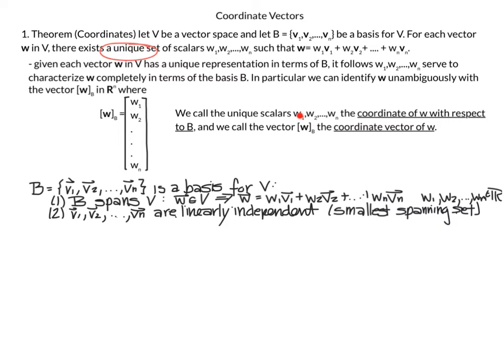And these scalars are called the coordinates of W with respect to B. Sometimes it is understood what basis we're using, but if there's any doubt, we have to call out the basis, because the same vector W will have different coordinates with different bases. And we call this vector here the coordinate vector of W.